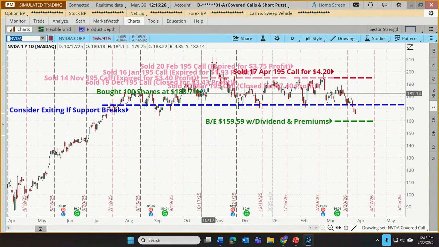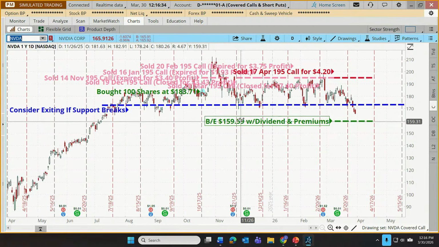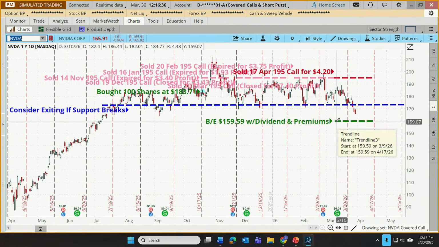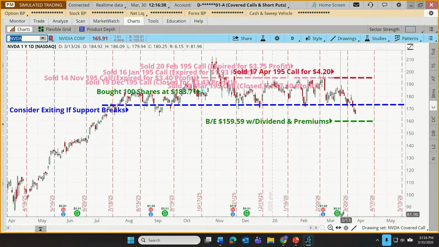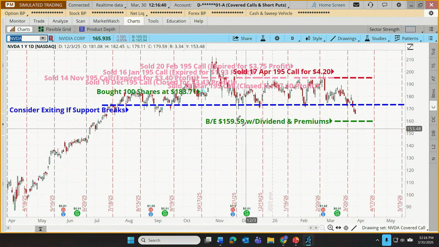So this one, we bought the shares back here. It's not fun that the shares have come down since then, but the income that's been collected has actually lowered our break-even point to 159.59. That also includes a couple of pennies collected on dividends.